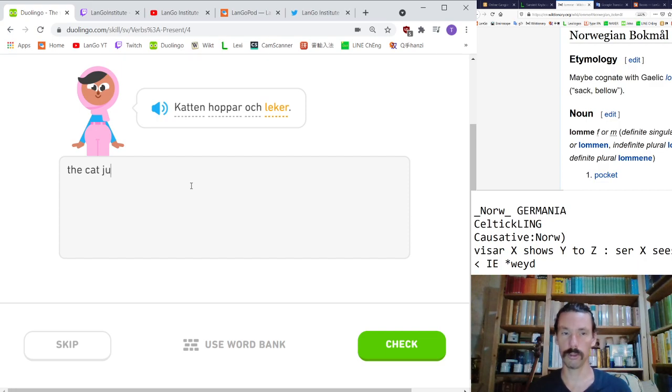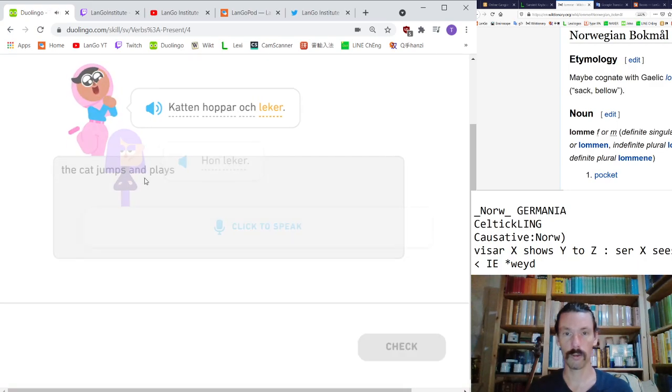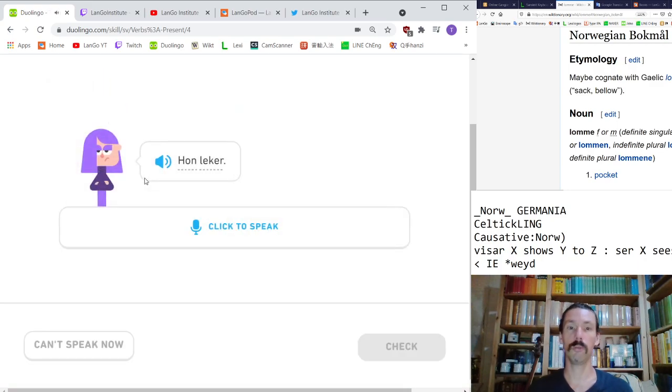Hoppar, jumps. Oh, look at that. Oh, this is Swedish. I thought we were still in Norwegian. Yeah. So you can get some interference if the languages you're studying are too closely related. It's just an extra hurdle, something to be mindful of. Och leker means and plays. Hon leker. She plays. She's playing. Hon leker.